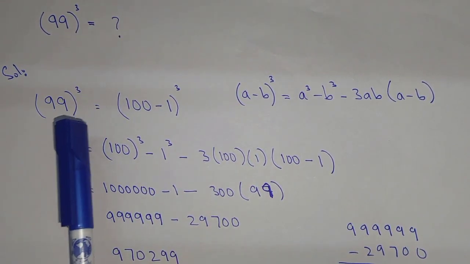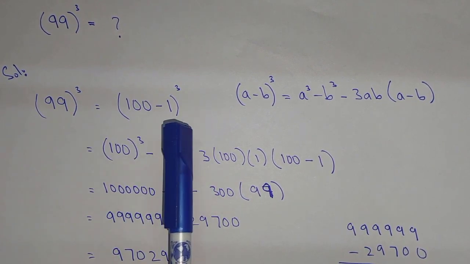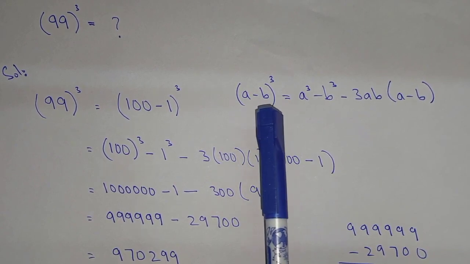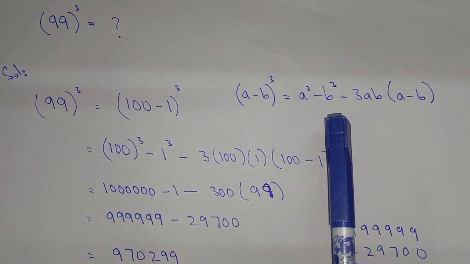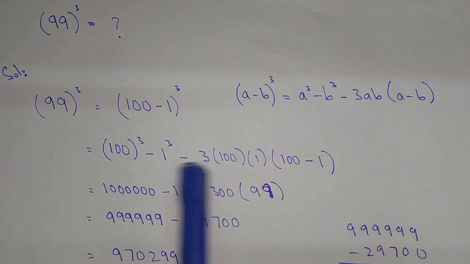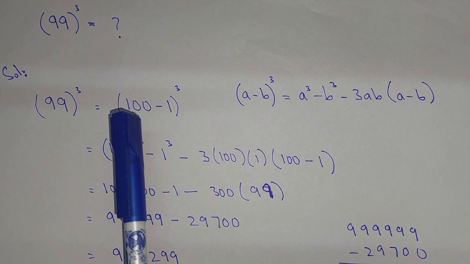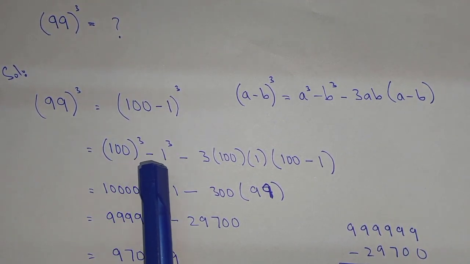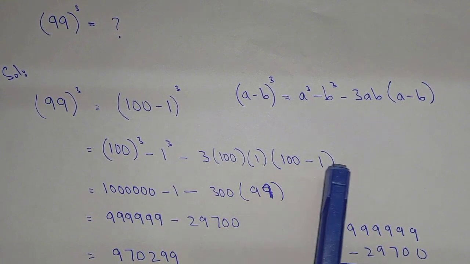Let's suppose here we have 99 cube, and 99 cube can be written as (100 minus 1) whole cube. We know the formula: (a minus b) whole cube is equal to a cube minus b cube minus 3ab multiplied by (a minus b). So we are doing the same, where 100 is a and 1 is b. So 100 cube minus 1 cube minus 3 into 100 into 1 into (100 minus 1).